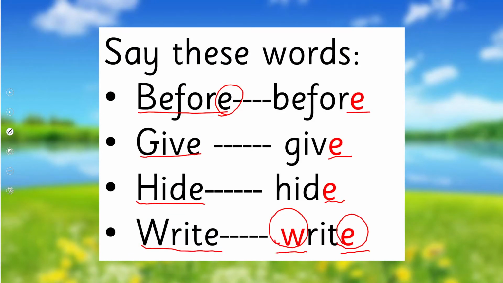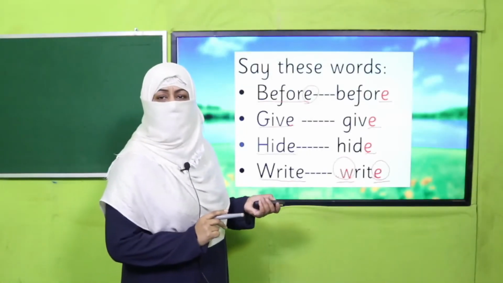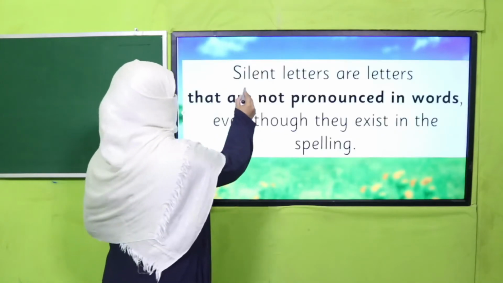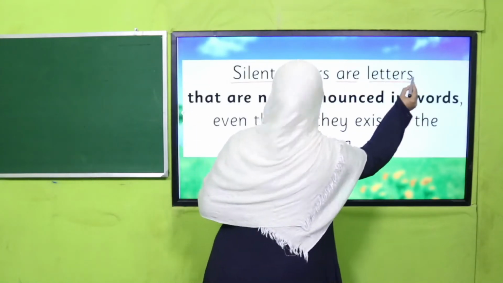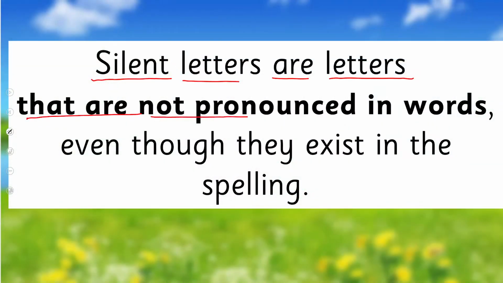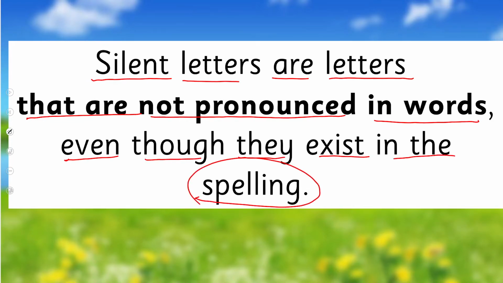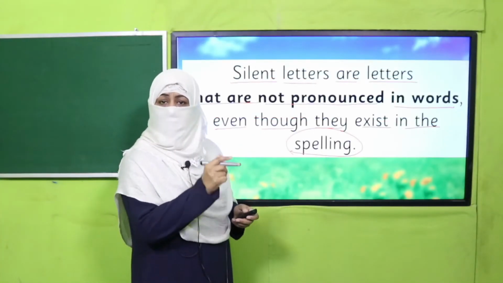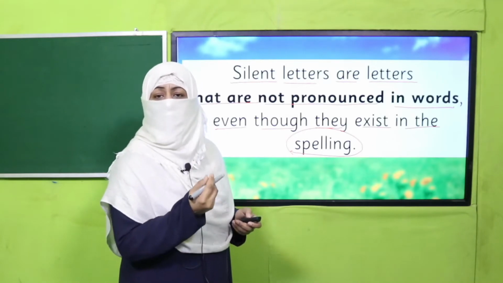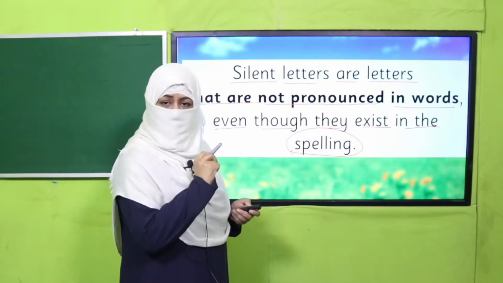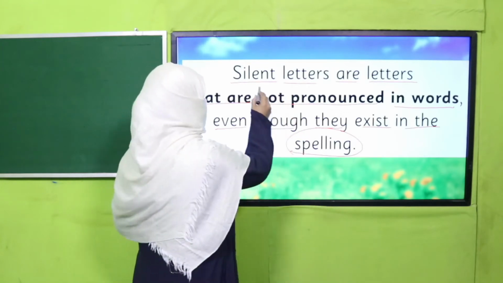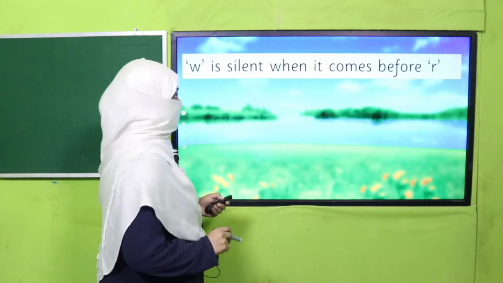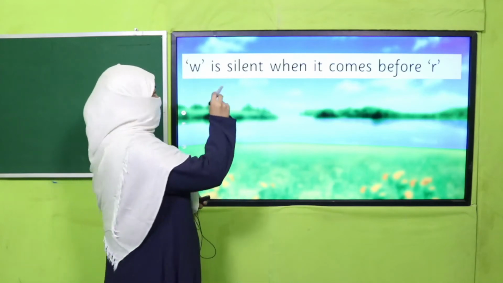So, such type of letters are known as silent letters. So, what silent letters are? Silent letters are letters that are not pronounced in words, even though they exist in the spelling. They are there in spellings. While writing, we do write them. But when we say the word, we don't utter, we don't speak their sound. So such type of letters are known as silent letters. So we are going to learn few letters.